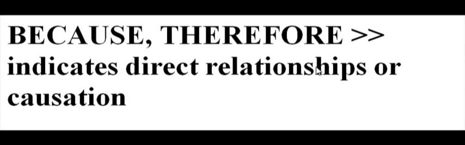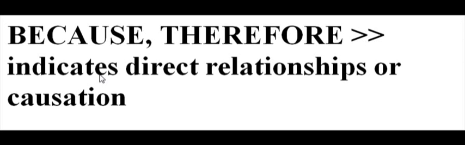In the last video, we talked about words that indicate opposite relationships. Right here, I'm going to talk briefly about words that indicate direct relationships or causation. And those words are mostly the words because and therefore. On the exam, these are the words that indicate that one thing is causing another.